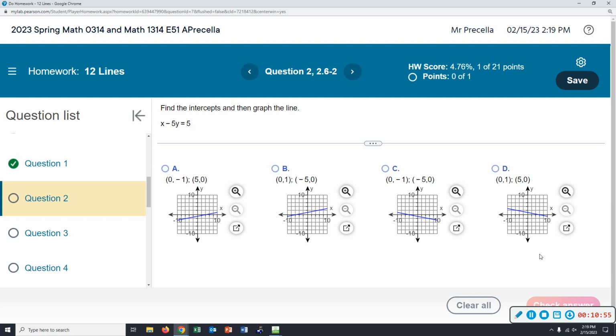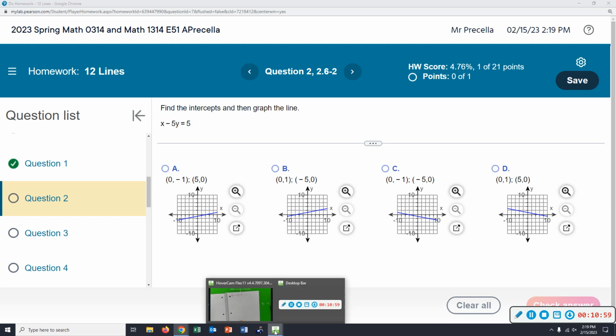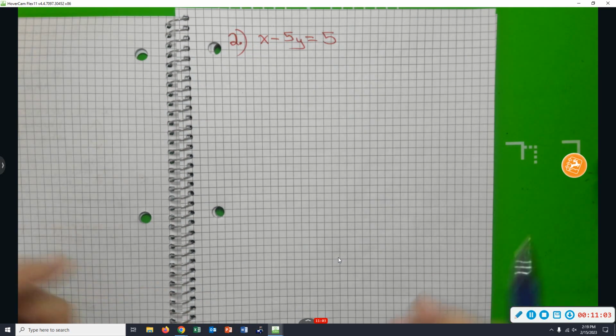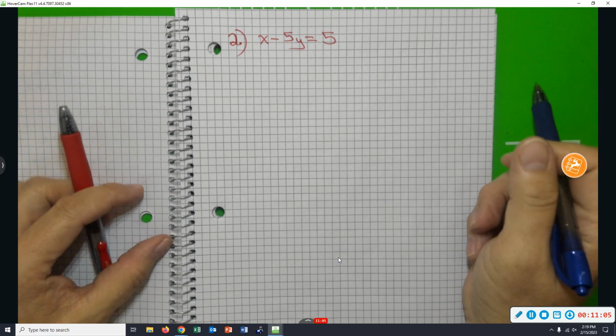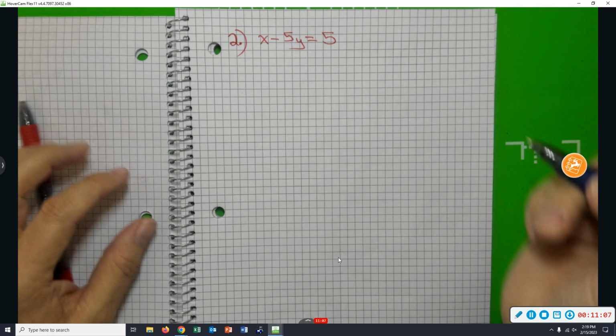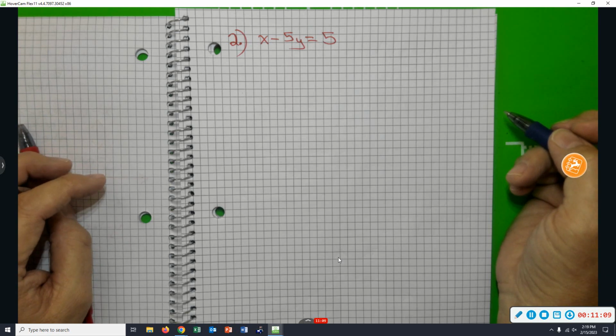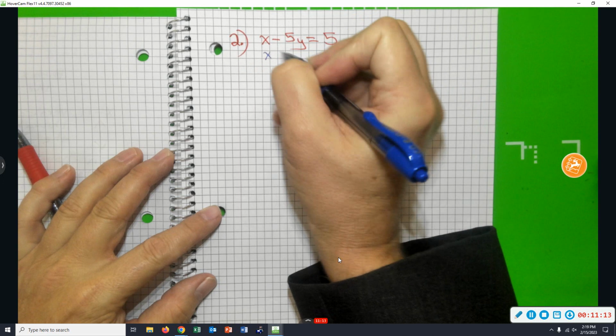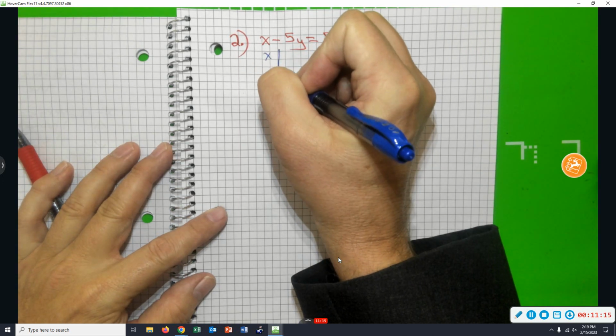Okay, switch it over for me. It says find the intercepts. Okay. Let me draw the XY table. Now, I think I'll make an XY table. Is that what you did the last time? Well, we did both XY table and ordered pairs. I prefer XY table. Okay, I'm going to make an XY table.